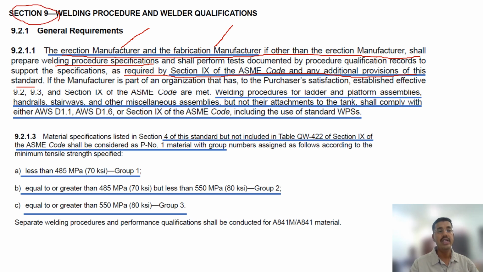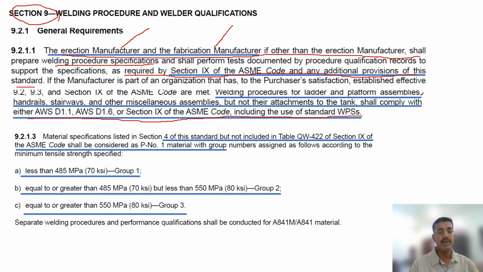As we told, there is a possible question, so it will come in the open book. The welder qualification and the WPS should be done by API 650 section 9 and ASME section 9. Welding procedure for ladders, platform assemblies, handrails, stairways and other miscellaneous assemblies, but not other attachments to the tank, shall comply with AWS D1.1, D1.6, section 9 of the ASME code, including the use of standard WPS.